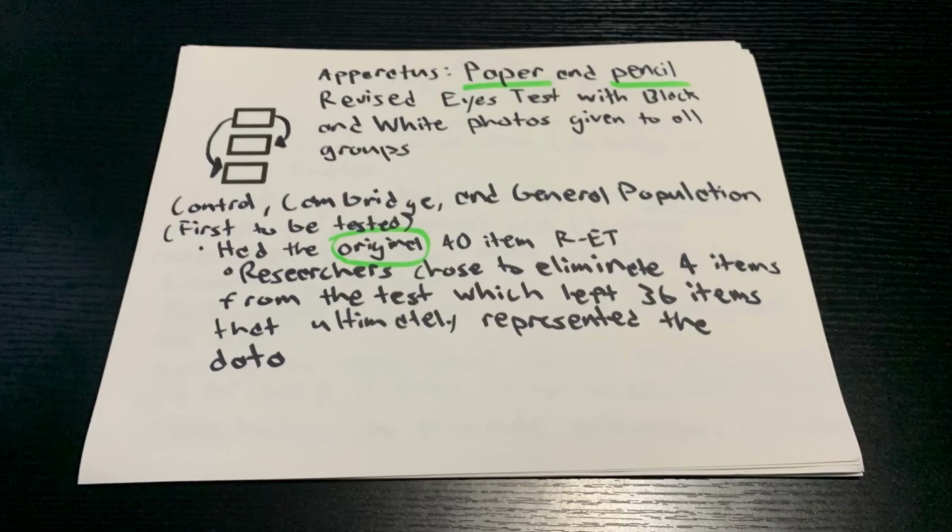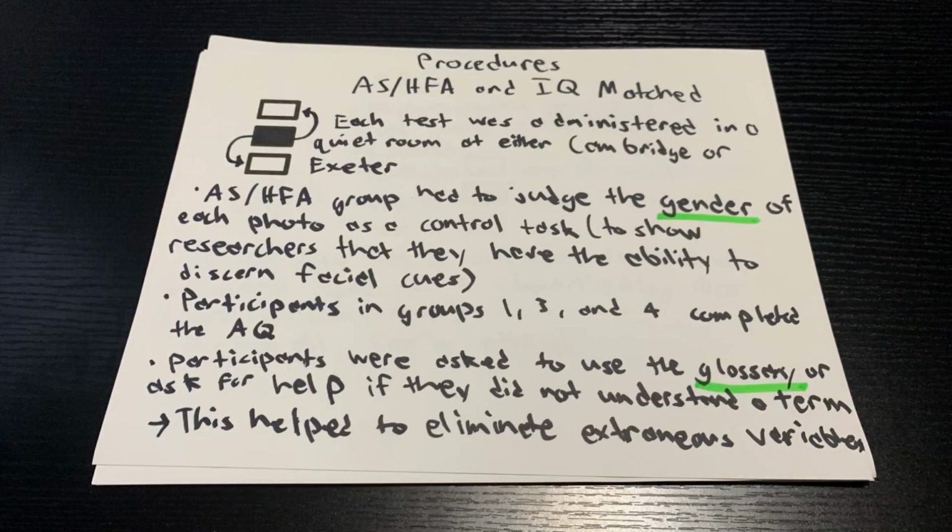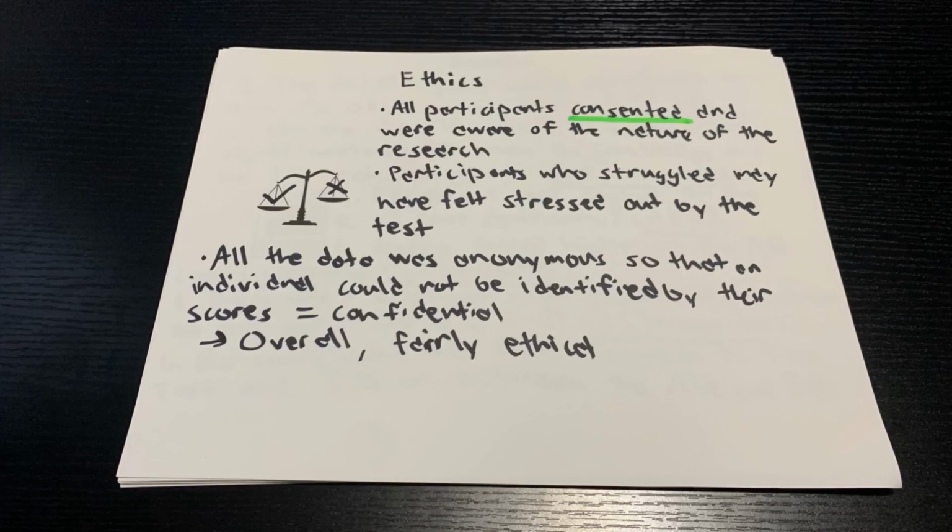The apparatus was a paper and pencil test, and the control Cambridge and general population had the original 40-item Revised Eyes test. In procedures, the AS/HFA group were asked to judge the gender of each photo, and participants were asked to use the glossary if they didn't understand something. All participants gave their consent.